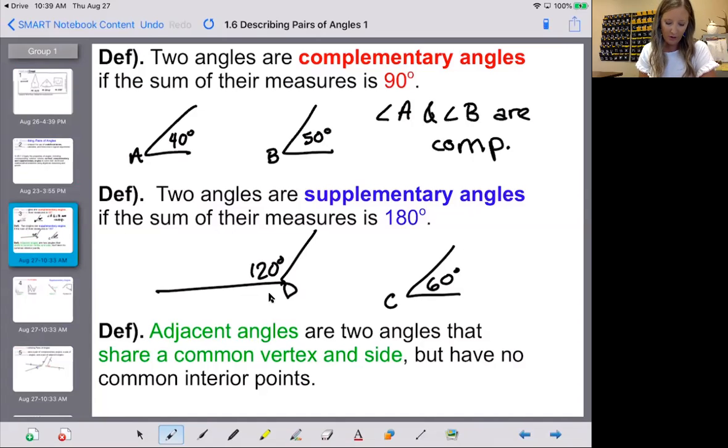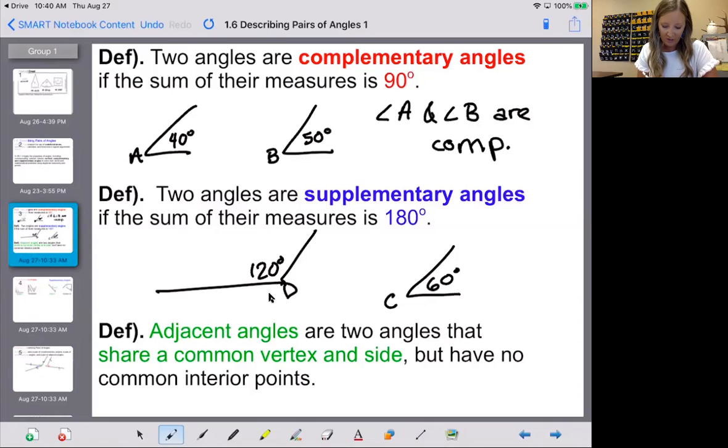And then we have another definition down here. Now, this one you might not have heard of before. It is adjacent angles. This is one of those definitions where the definition itself is kind of confusing, but an explanation is a little bit better to understand. So let's read the definition first. It says that two angles are adjacent angles if they share a common vertex. So basically, if their little pointy parts are touching, if the vertex is touching the other vertex, but they have no common interior points, meaning that they don't cross over each other.